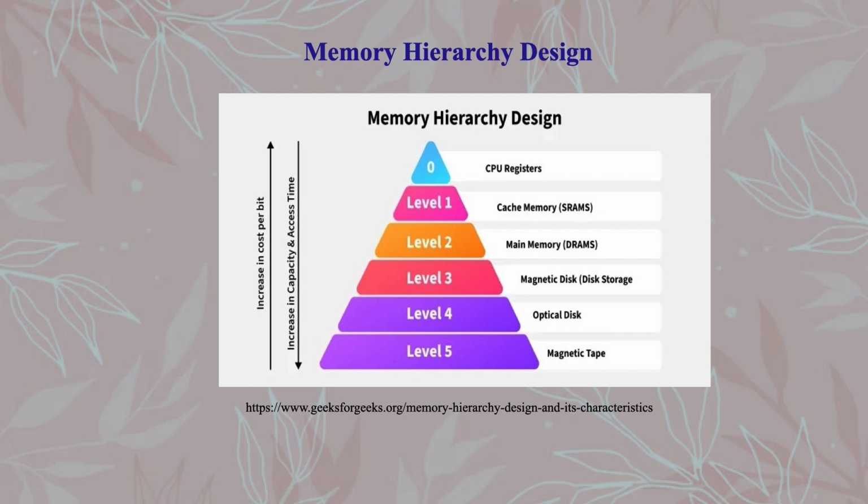So the memory hierarchy is designed like this: magnetic disk works as high speed storage inside the computer, and these are frequently used. Then magnetic tape is the backup of data. So what are the characteristics of the memory hierarchy? They are capacity, access time, performance, and cost per bit.